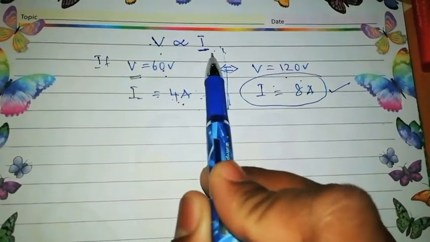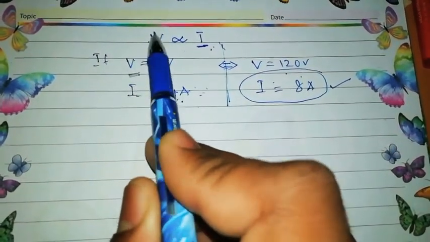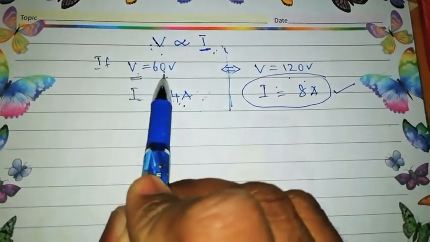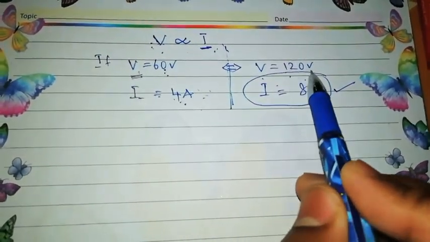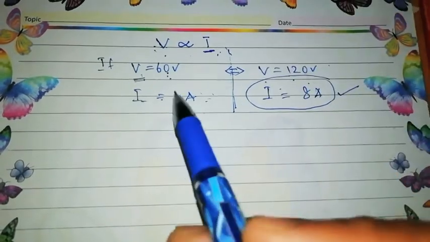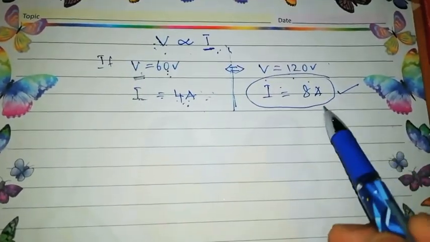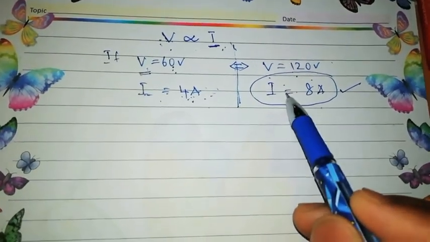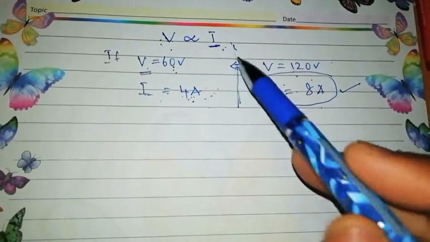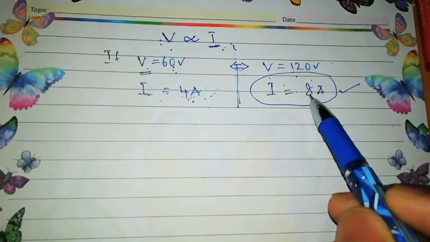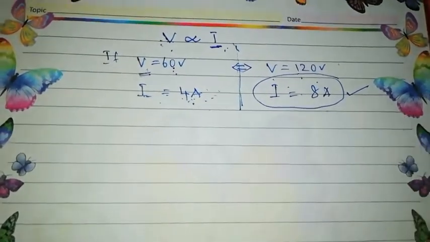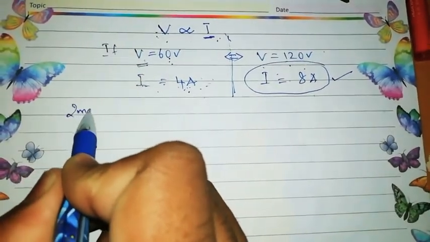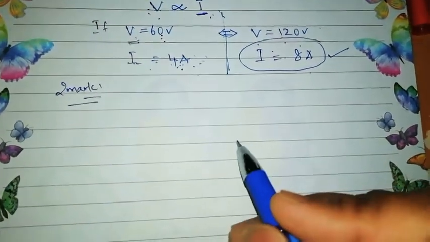V is directly proportional to I. That means if V is doubled, then I is also going to be doubled. V is 60 and the other V is given as 120. It is doubled, so definitely the current will also be doubled. So if the current is 4 A, then according to the formula, the current is going to be doubled to 8 amp, right? Suppose it is asked in a 2-mark question, how do we solve this?